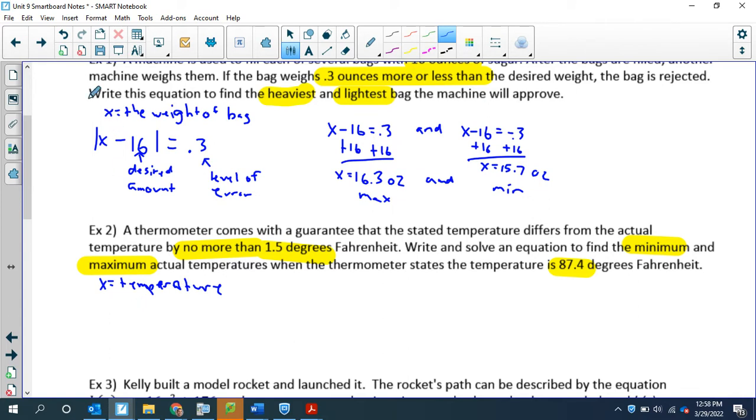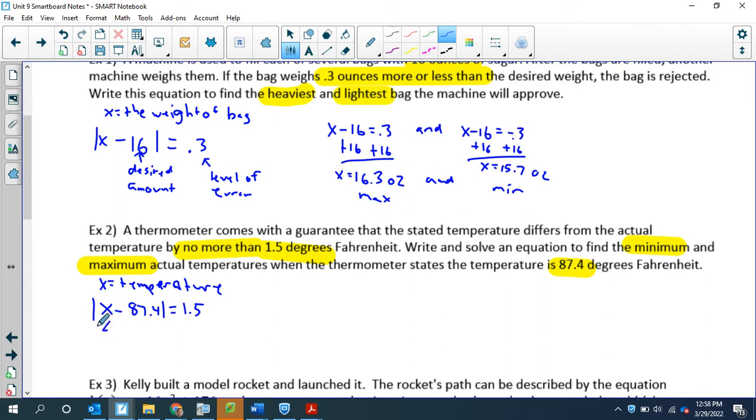And so we're writing this absolute value. Inside the absolute value, we have our x. We always have minus. Our desired amount is what the actual amount should be, which is 87.4. And then our level of error is on the other side of the equal sign, which is 1.5. So that is our equation.